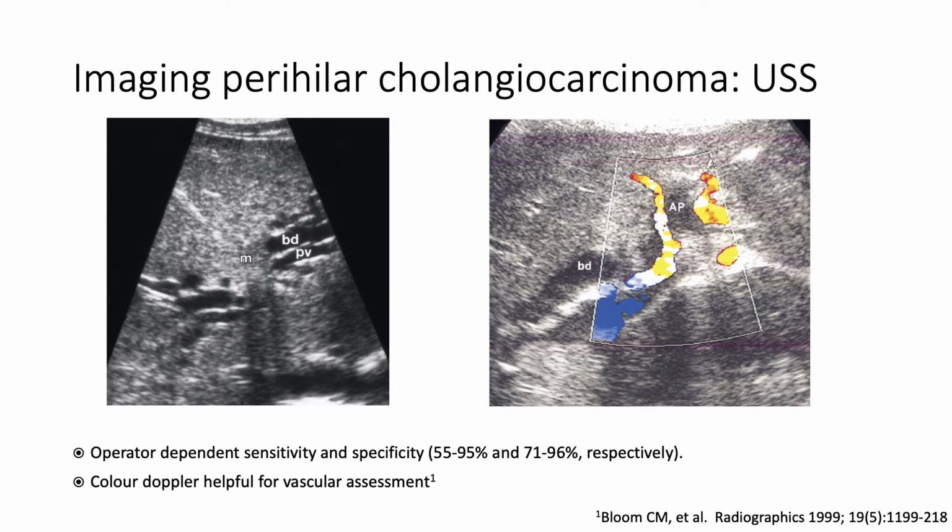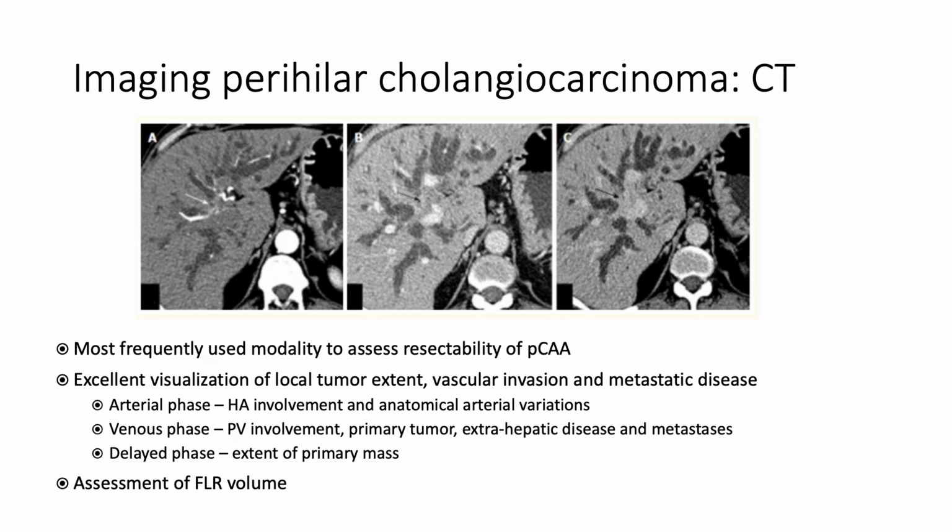So what about ultrasound? It's very operator dependent and has variable sensitivity and specificity. One advantage is that it does show a colour Doppler flow. CT is the most frequently used modality and remains the real workhorse here in establishing resectability. It shows excellent visualization of both the local tumour extent, the vascular invasion, and staging of metastatic disease. We obtain 3 phases: arterial, venous, delayed phase, as well as a non-contrast, in order to answer many of these questions. It also offers us the ability to assess the future liver remnant volume.